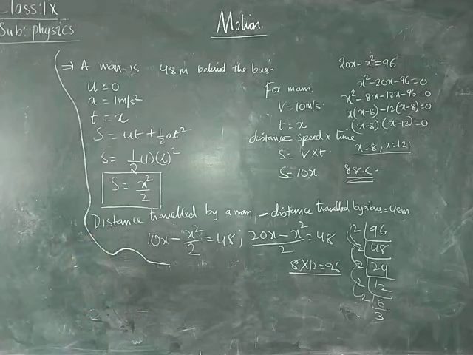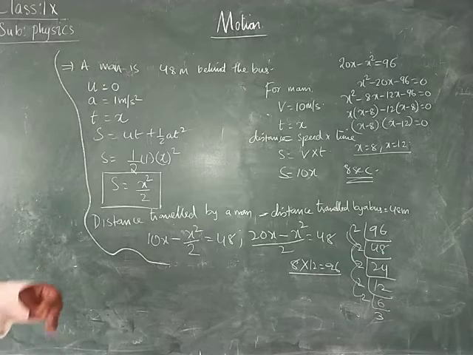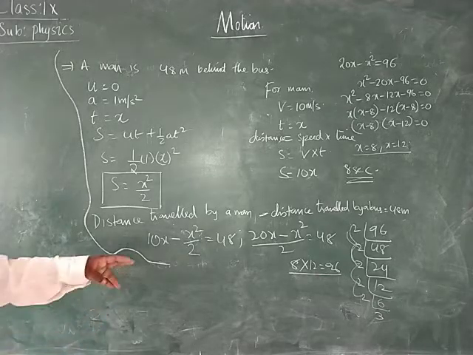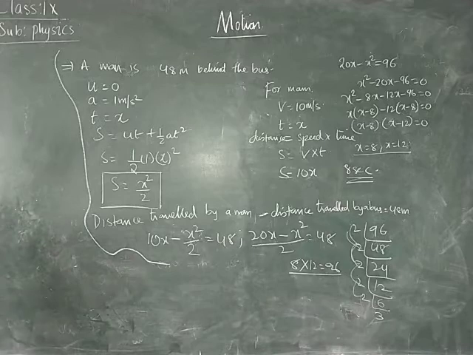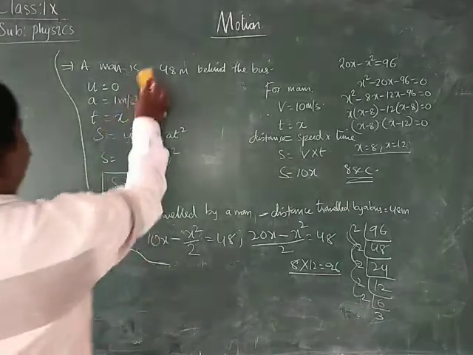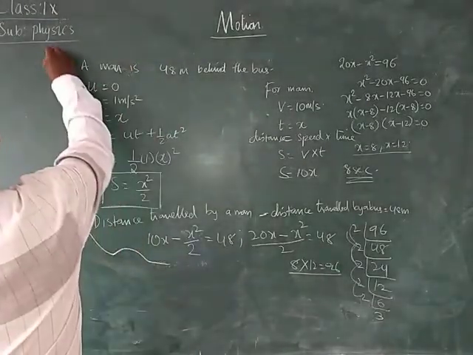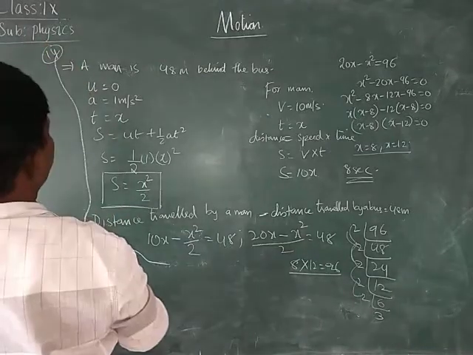Therefore, the distance traveled by the man minus the distance traveled by the bus is equal to the total difference, which is 48. By calculating this, we get x equals 8 seconds. Okay, children? This is the 14th problem.